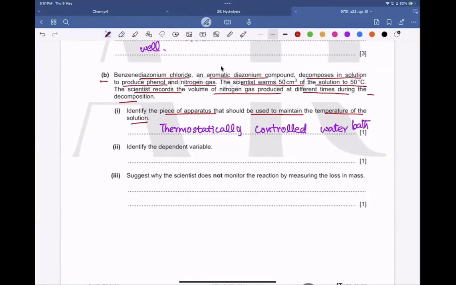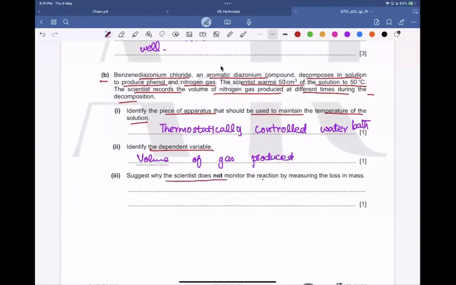Okay, now identify the dependent variable. So the temperature is the independent variable. The dependent variable is the volume of gas, because it depends upon the amount that we are using. Yes. Thank you, Shah. Volume of gas produced or volume of nitrogen produced.